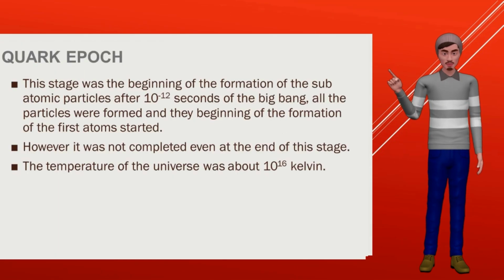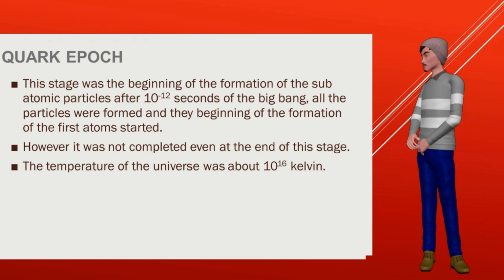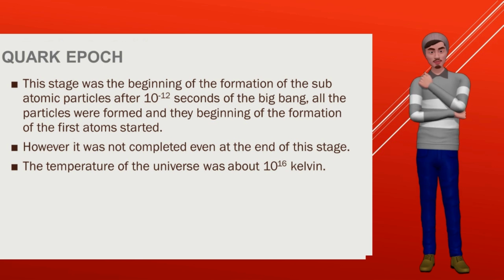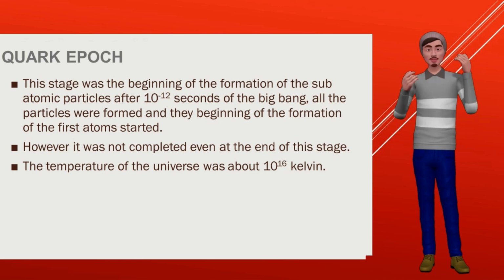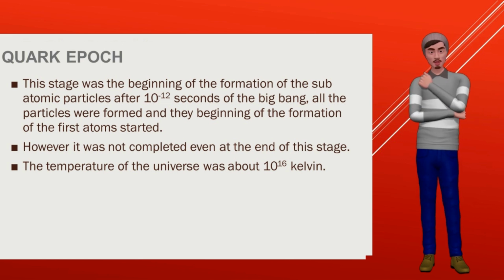The quark epoch. This stage was the beginning of the formation of the subatomic particles after 10 raised to negative 12 seconds of the Big Bang. All the particles were formed and the formation of the first atoms started. However, it was not completed even at the end of this stage. The temperature of the universe was about 10 raised to 16 degrees Kelvin.